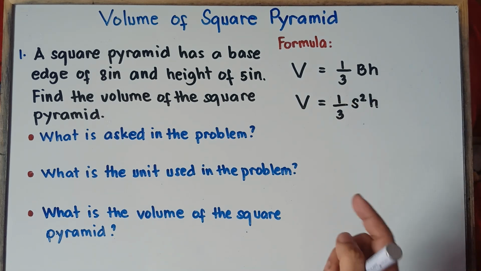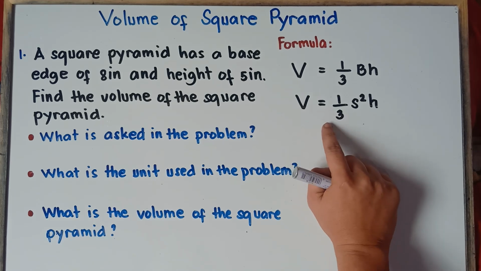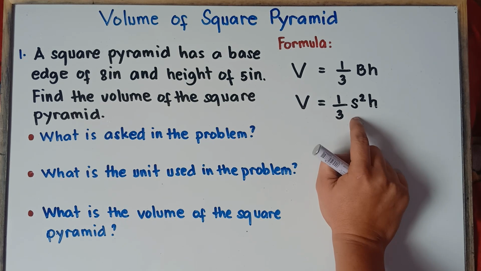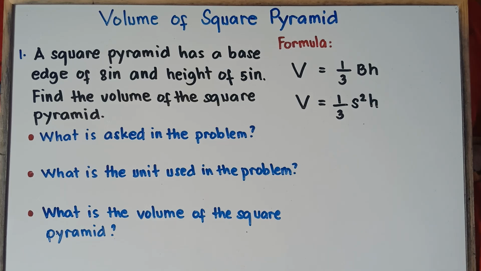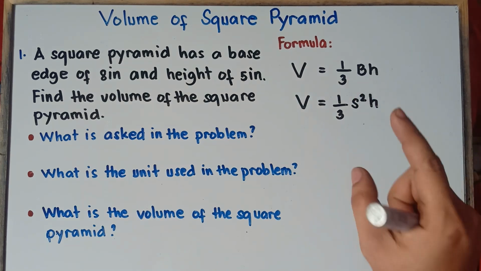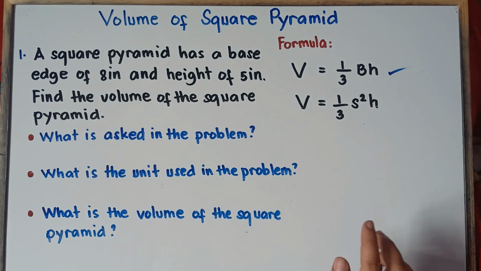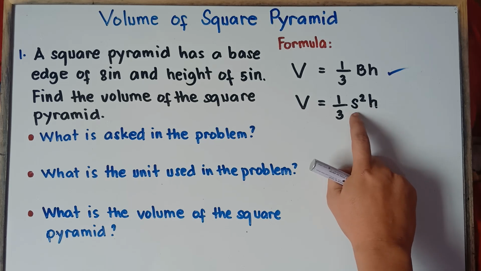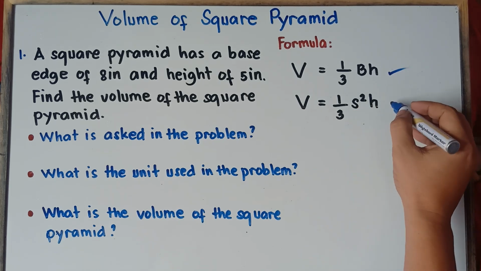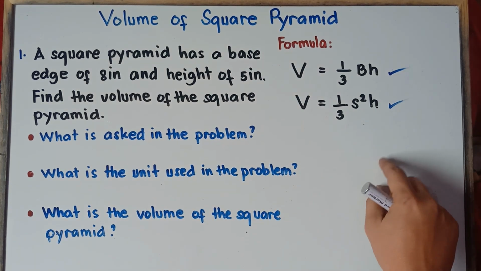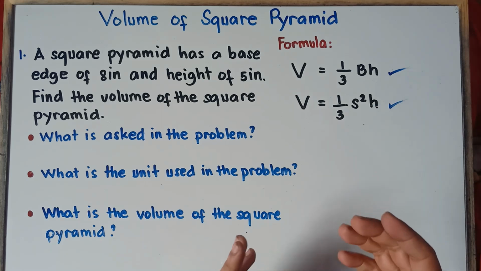Or you can also use this formula: the volume is equal to 1/3 s squared times height. This S stands for the base edge or the base side. If you are given the area of the base and the height, use the first formula. If you are given the base side or base edge and the height, use the second formula. Do not be confused with these two formulas. These two formulas are just the same.